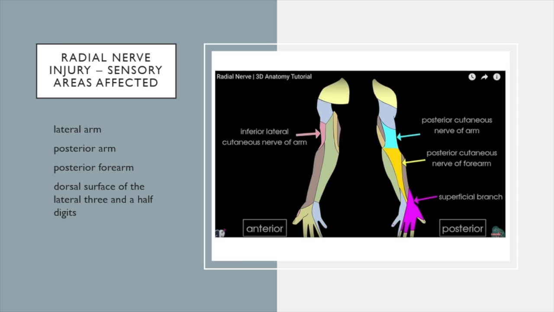Sensory issues in the cutaneous skin that the radial nerve innervates can also signal radial nerve injury. Any tingling or loss of sensation or loss of function in the areas associated with the radial nerve can be clues that that nerve has been injured. So any sensory symptoms in the lateral arm, posterior forearm, or the dorsal surface of the lateral 3.5 digits would signal a radial nerve issue.